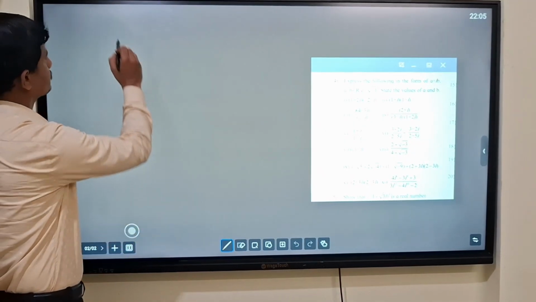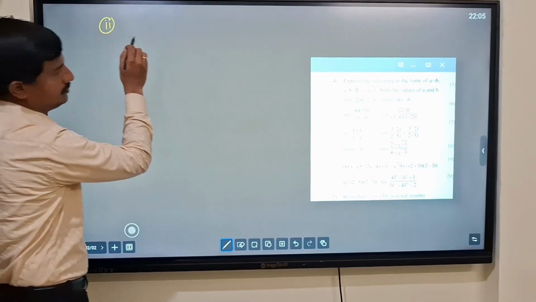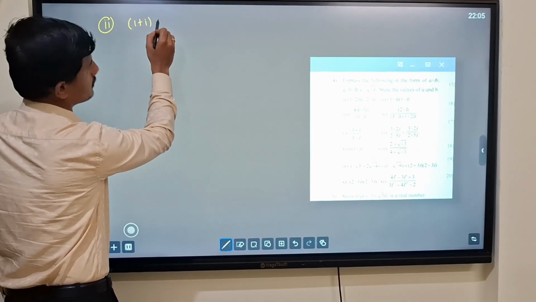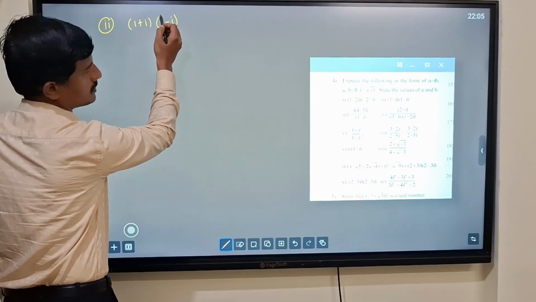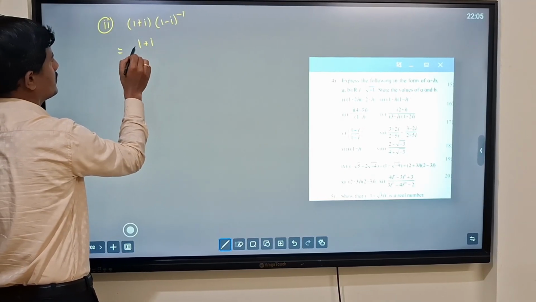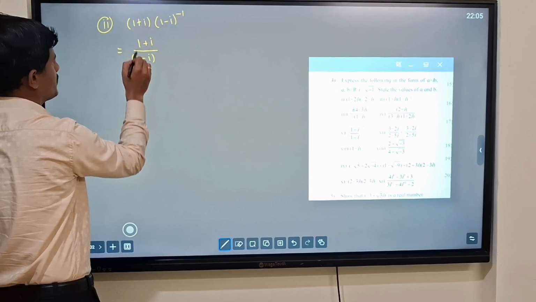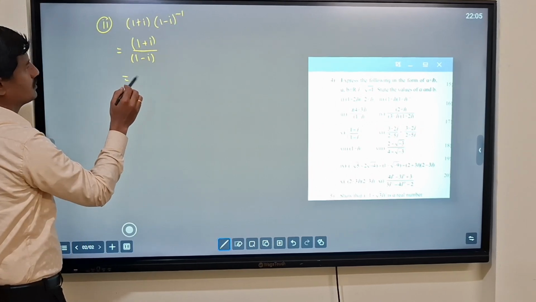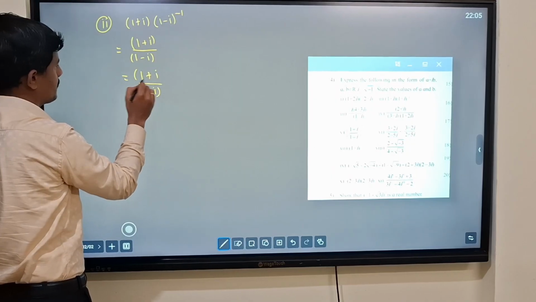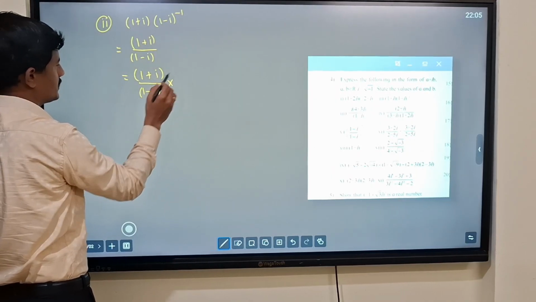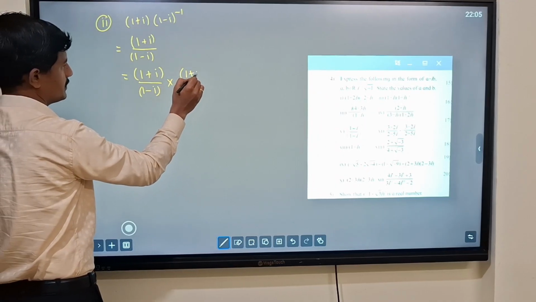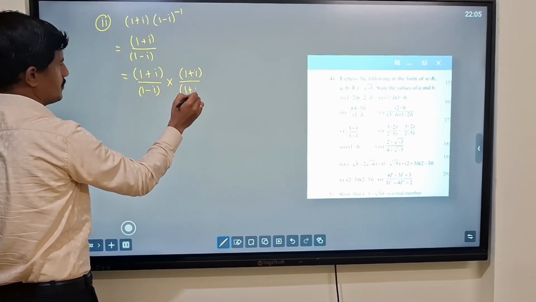Next, second: (1 plus i)(1 minus i) inverse. So this becomes 1 plus i upon 1 minus i. So we will rationalize it. 1 plus i upon 1 minus i into, for rationalization we will take the complex conjugate of the denominator, 1 plus i upon 1 plus i.